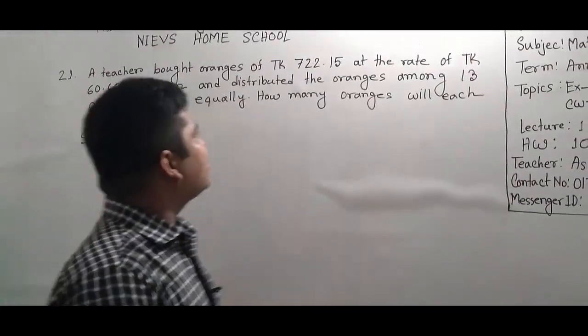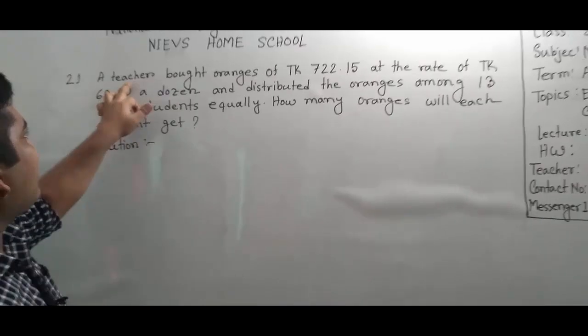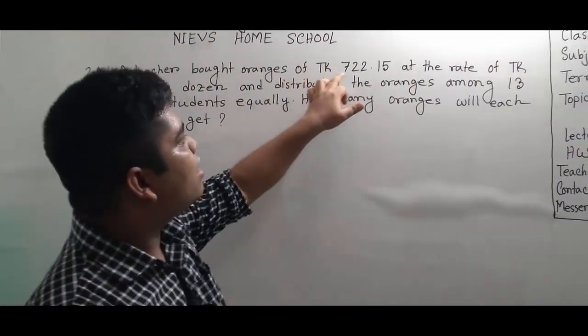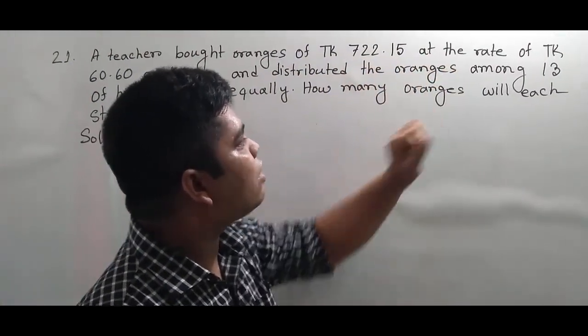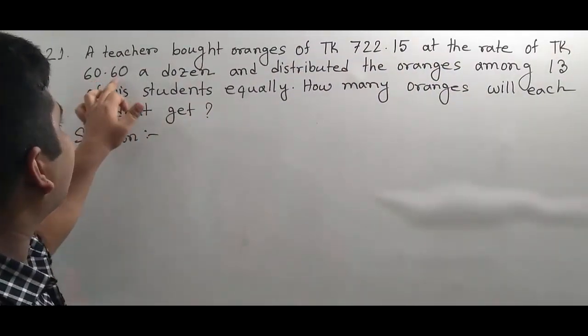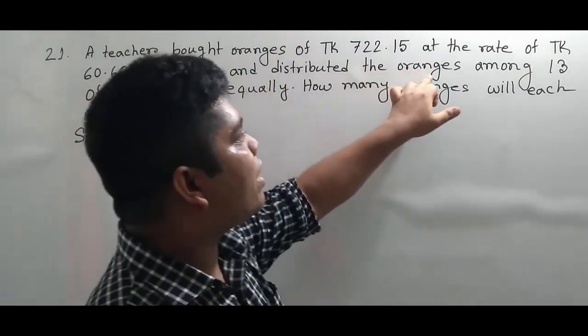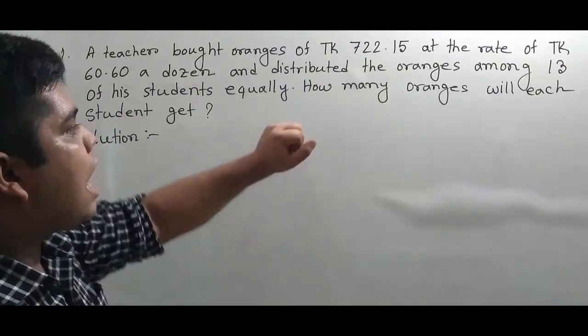My dear students, notice, I read the question again. A teacher bought oranges worth 722.15 taka at the rate of 60.60 taka a dozen and distributed the oranges among 30 of his students equally. How many oranges will each student get?